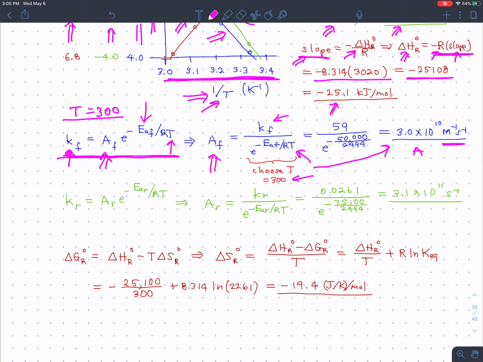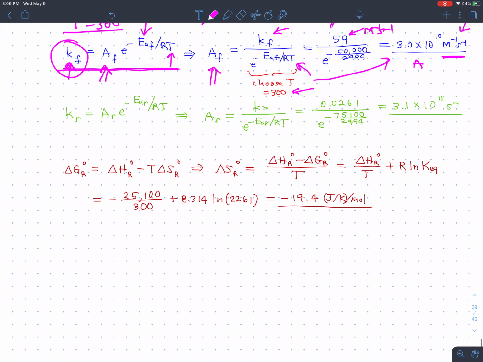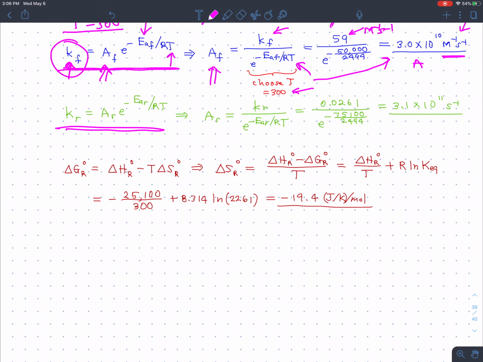And notice the units, molar to the -1, seconds to the -1. Those units, again, have to match the units of the rate constant itself. And they naturally will. This has units of molar to the -1, seconds to the -1. So if you just keep track of what the calculation is telling you, you'll get the right units. All right, same thing now for the reverse reaction. Gives 3.1 times 10 to the 11th seconds to the -1 for the frequency factor in reverse.